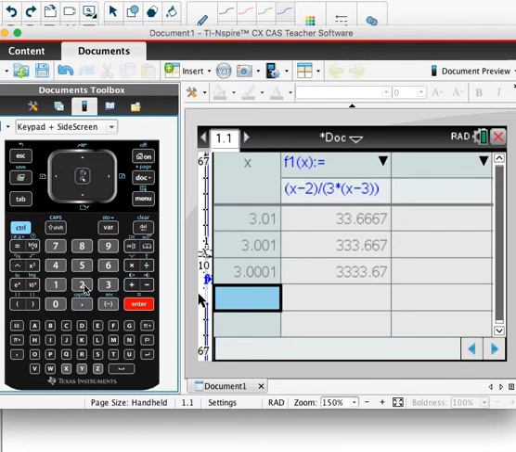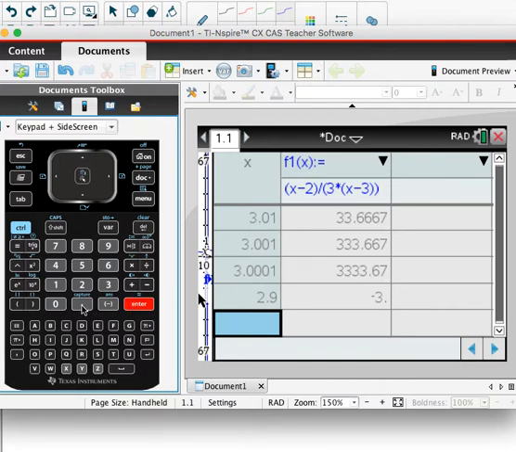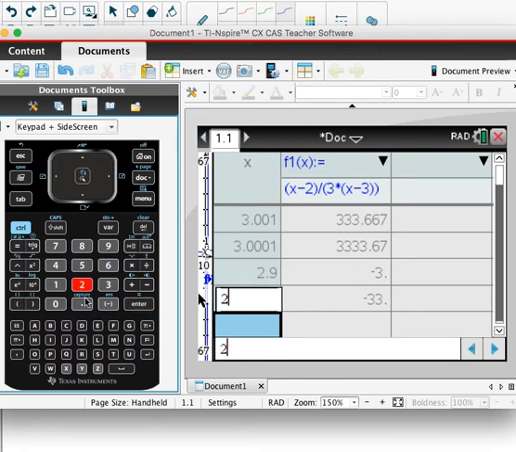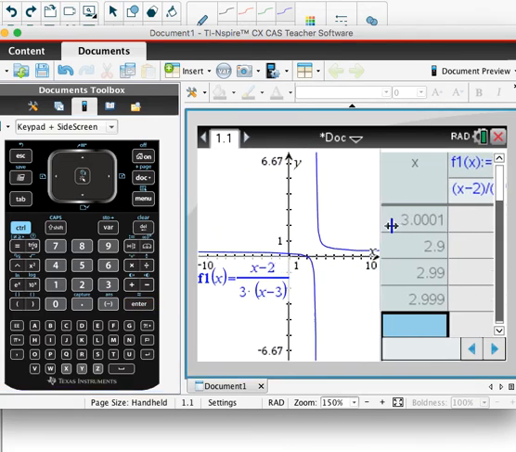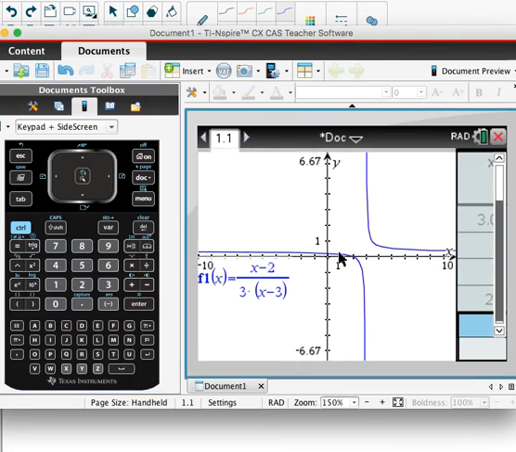If I go to 3 from the other side, let's try 2.9. Now I'm on the left side. I'm at negative 3. 2.99, a little closer. I'm at negative 33. 2.999. I'm at negative 333. And I can see when I'm approaching 3 from the left, I'm going to negative infinity. And if I drag back and show you the graph, you can see as we approach 3 from the left, the graph is going to negative infinity, and from the right, the y values are going to positive infinity. This describes a vertical asymptote at x equals 3.